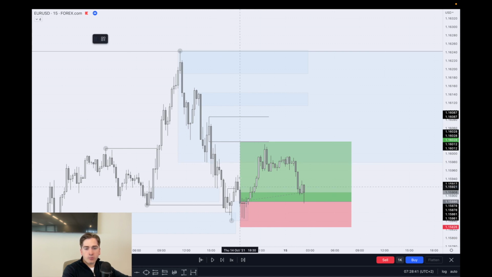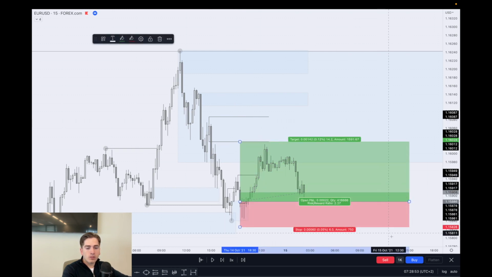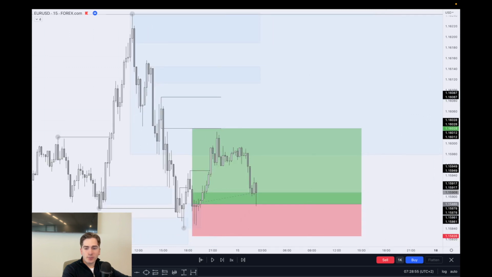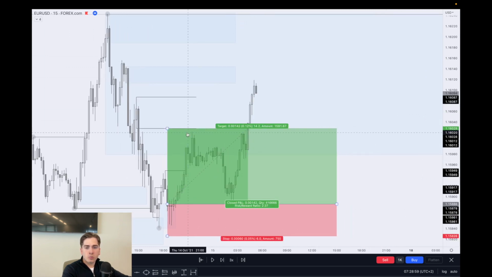of the fact that we saw a break of structure over here, or an internal break of structure, whatever you want to call it. So this is just a pullback back in towards this demand zone before then potentially seeing higher time frame continuation in towards the highs again, excuse me. So just pressing play again. Okay, boom, in towards zone 1.